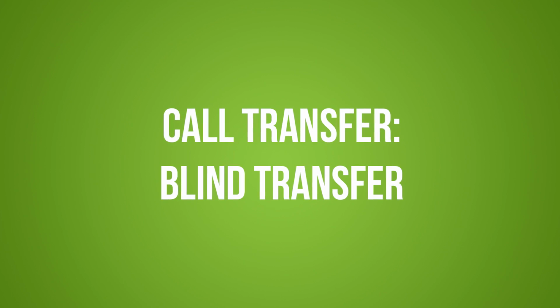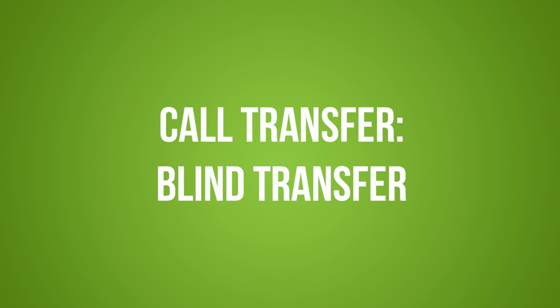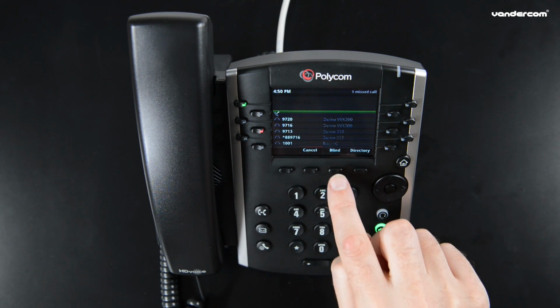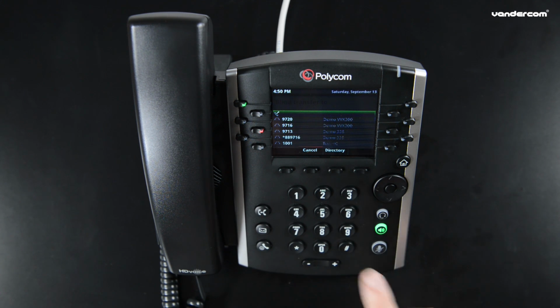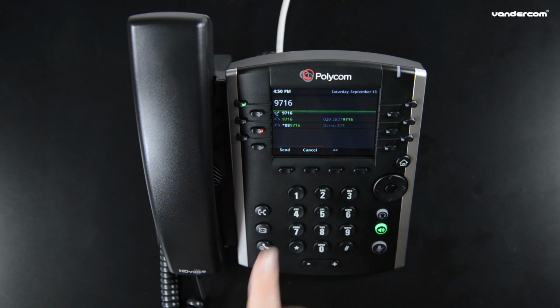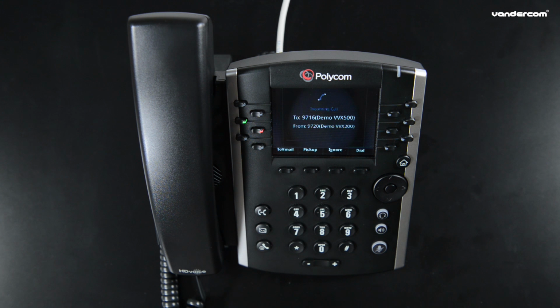Call transfer. Blind transfer. This one is useful in an office where a colleague is just opposite you. When a call is in progress, press Transfer. Press the blind key. Enter the number to transfer. Press the Send key, and the call is passed, or hang up the phone.